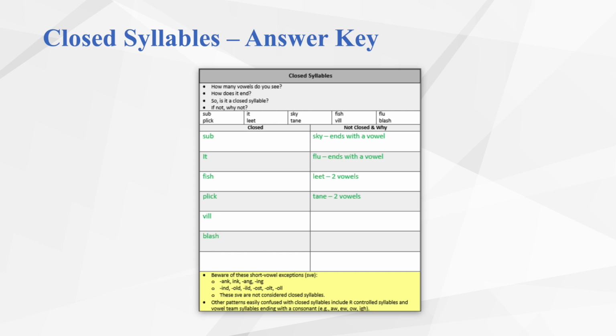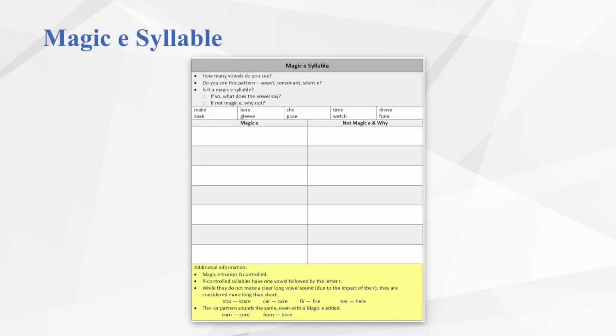It says bank. Other patterns that look like closed syllables are vowel teams and bossy R words. Examples include words that end with vowels followed by an R, or vowel teams that end with a W or E-I-G-H.